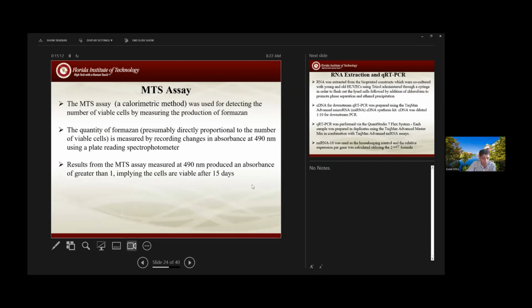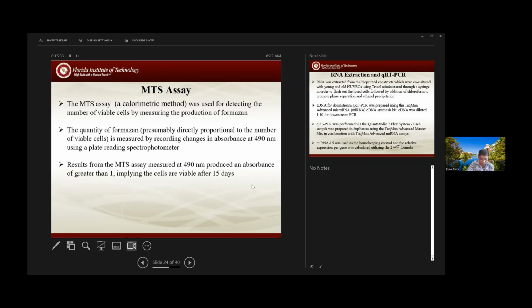And then you also look at MTS, which is a colorimetric method for detecting the number of cells by looking at the production of formazan, and the formazan is directly proportional to the number of viable cells. And you look at the absorption change at 490 nanometers using a spectrophotometer.